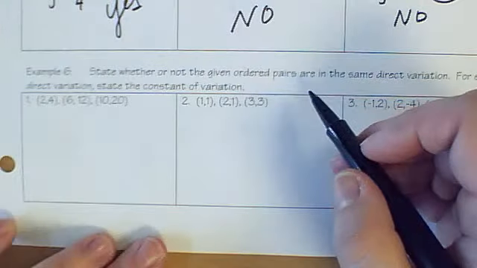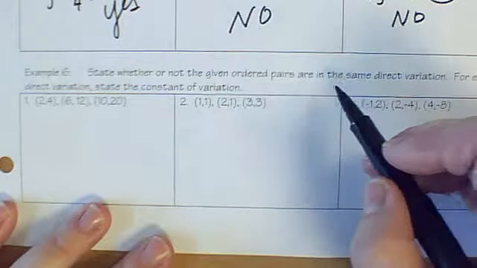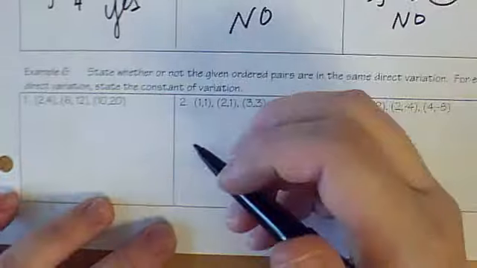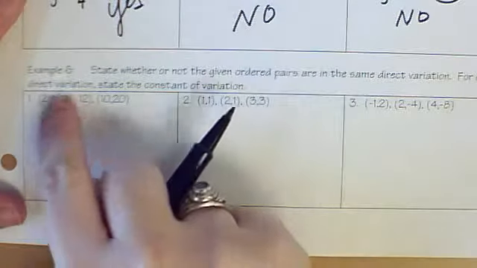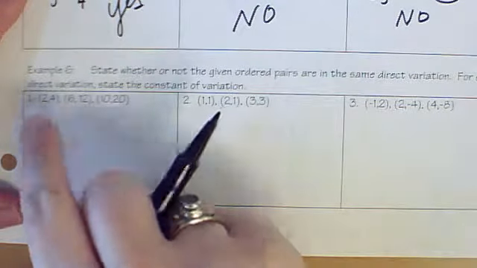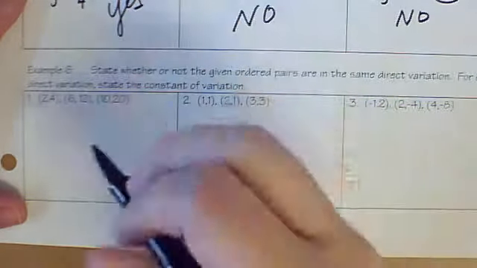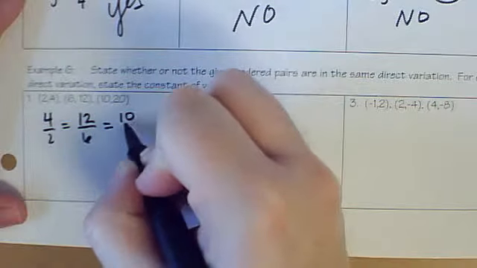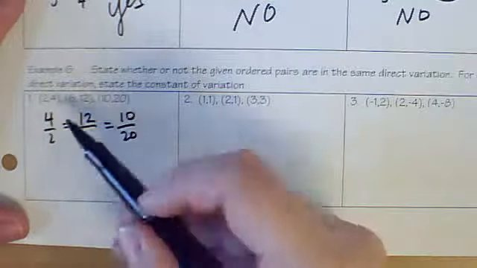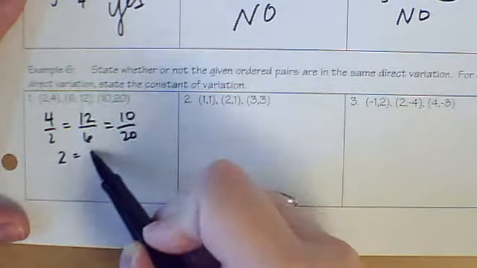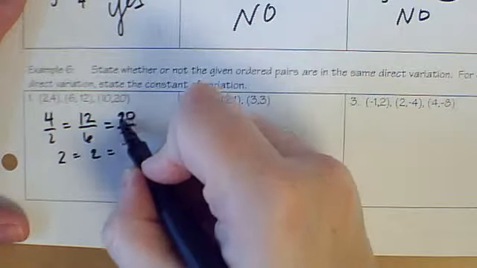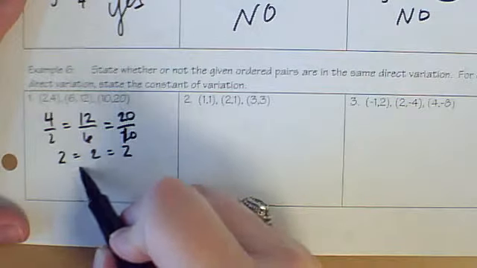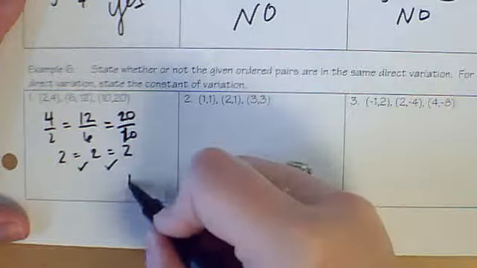Alright, last examples. State whether or not the given ordered pairs are in the same direct variation. So we need to see, do they vary at the same rate? In order to do this, you're going to take all of your y's divided by your x's, and they have to be the same. So think of your slope. So 4 divided by 2 needs to equal 12 divided by 6 needs to equal 10 divided by 20. So I look, well, that's 2. That's also 2. Oh wait, this was wrong, sorry. 20 divided by 10, that's also 2. So those are all true. So this is direct variation.